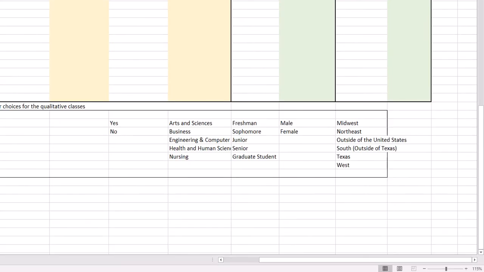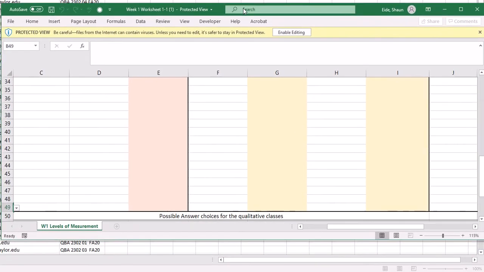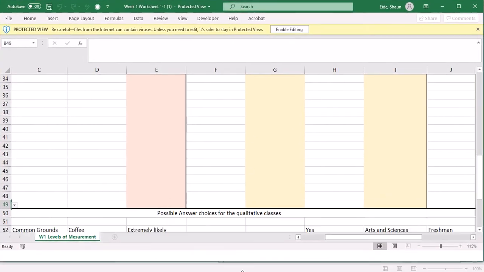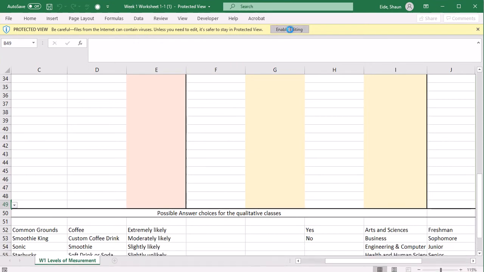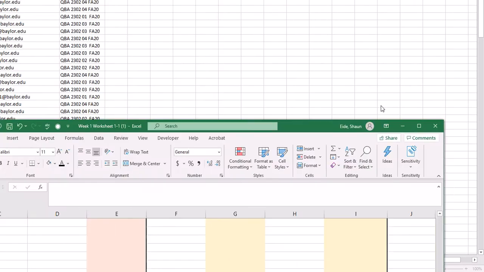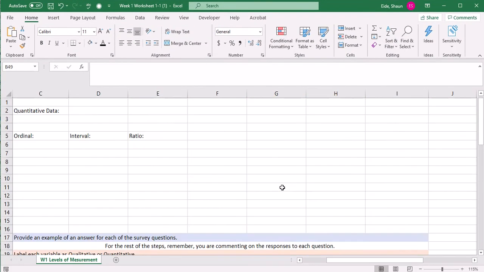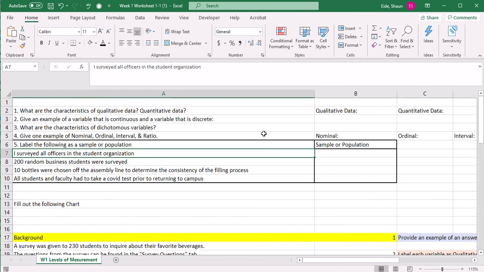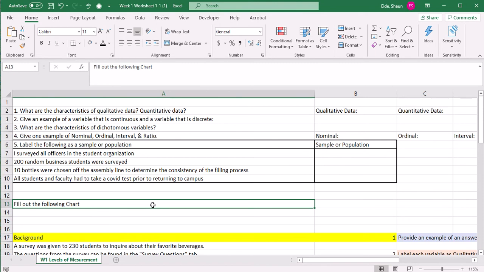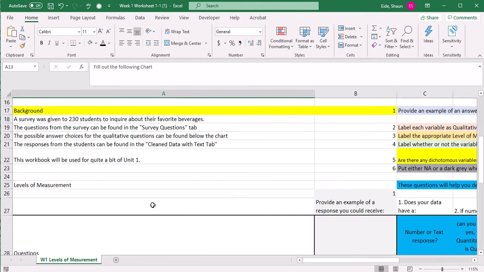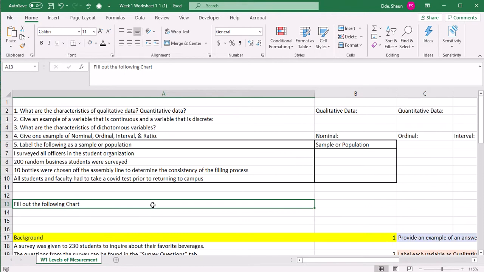Okay, so we've got Week 1, Worksheet 1, and I've updated it a little bit just to make it a little bit easier to know exactly where to go, a little bit easier to navigate. I'm trying to make these worksheets easy to navigate, but inevitably, navigating an Excel worksheet can be a little cumbersome sometimes.